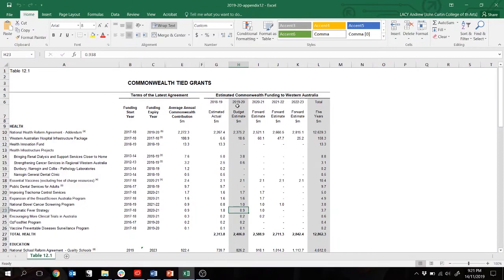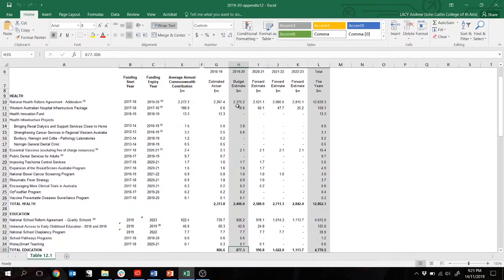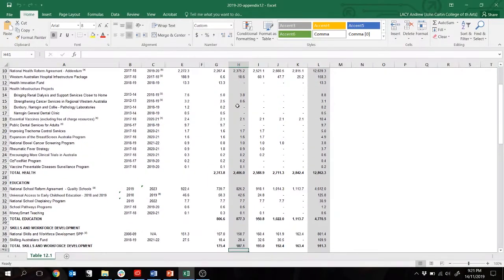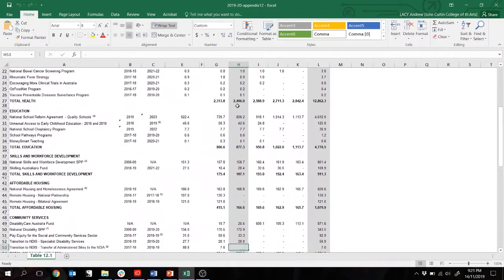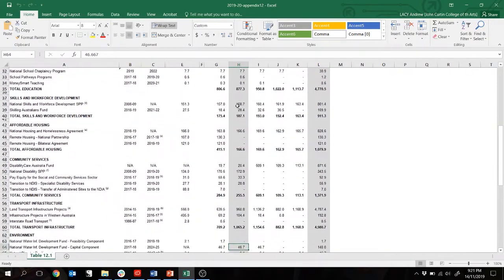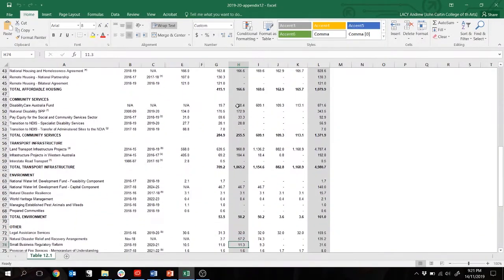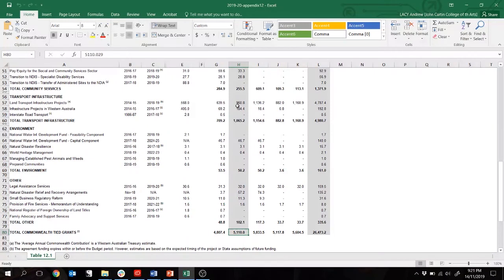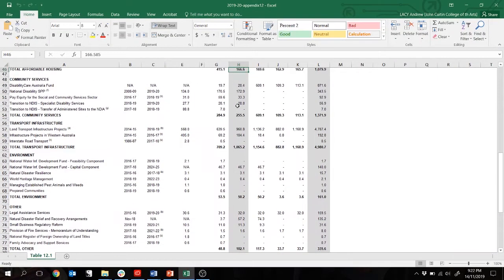And all these other relatively smaller tied grants as well. Then we have education, and again the National School Reform Agreement, another CoAG thing. So that's nearly $1 billion as well. And then we've got some more stuff on skills and workforce development, affordable housing, community services, transport infrastructure, the environment, other, which is legal aid and so on. And we eventually get to the bottom here, $5,110 million, or $5.11 billion. That's just in one financial year. So you can see what a big deal tied grants are.